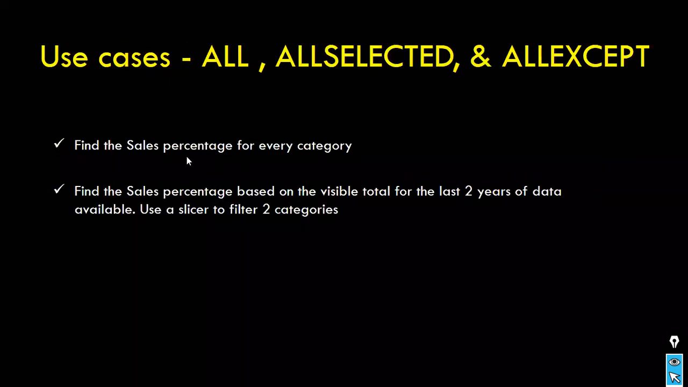And the use cases: find the sales percentage for every category, find the sales percentage based on the visual total. For the last one, this is where I've used all selected. For this, I've used the all function. And again, last 2 years of data available, use a slicer to filter 2 categories. That is what we did. For the last 2 years, probably we can include another condition wherein we take only the 2 years of data. That we will see later.